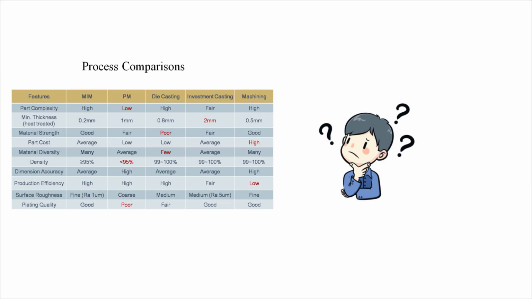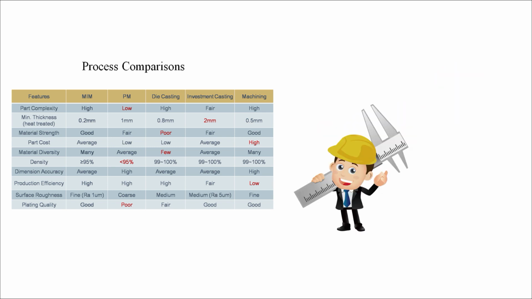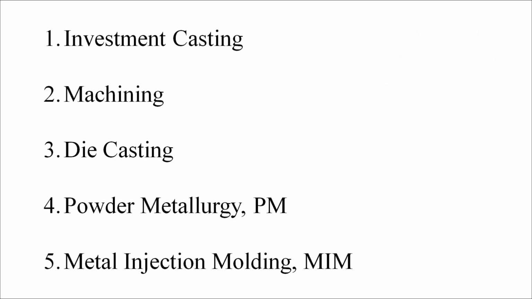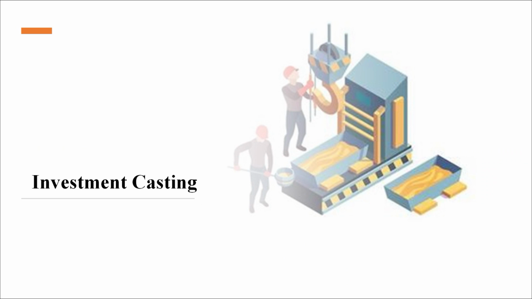Design engineers often worry about which metal processing process is suitable for the workpiece at hand. We will introduce 5 common metal parts manufacturing processes in this video. 5 common metal parts manufacturing processes include investment casting, machining, die casting, powder metallurgy, and metal injection molding. The first is investment casting.